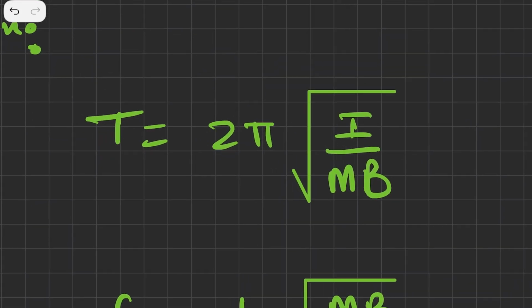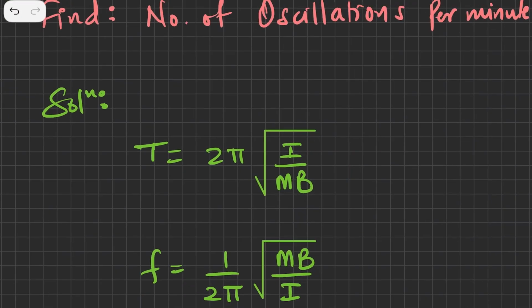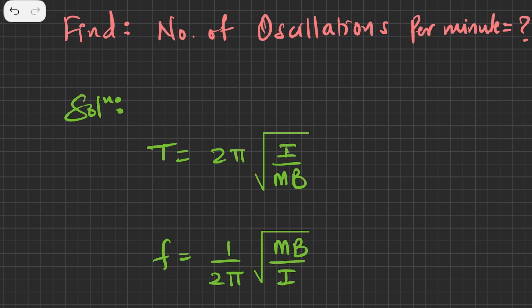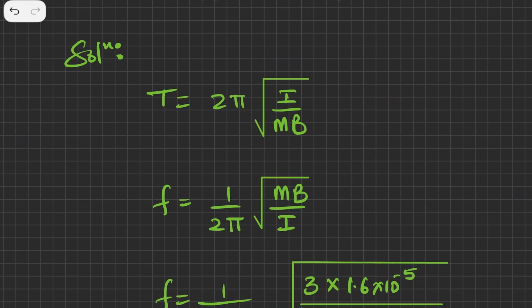So we have learned this formula, T is equal to 2 pi root of I upon MB. We have derived this formula in our regular theory class. If I want to go from time period to frequency, I'll just invert everything. The reciprocal of time period is frequency. So the entire formula actually goes reverse. 2 becomes 1 upon 2 pi, root remains root, and I goes in the denominator and MB comes in the numerator. So the frequency is basically the inverse of time period.